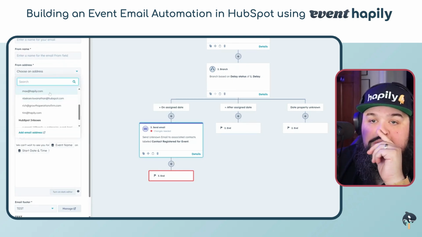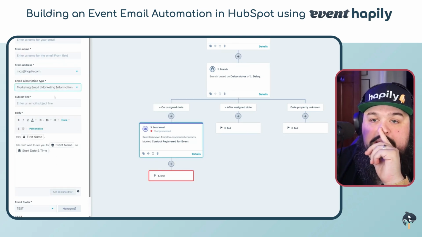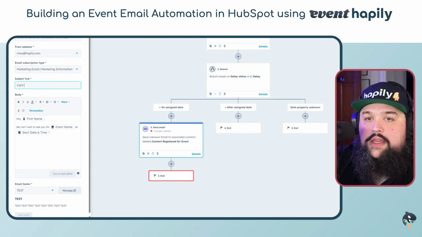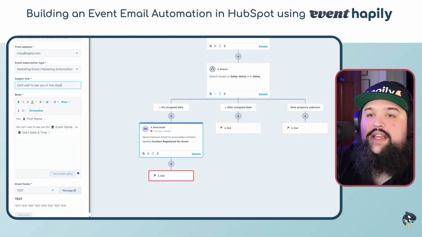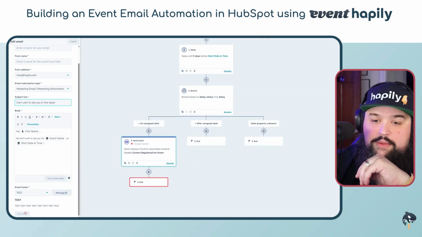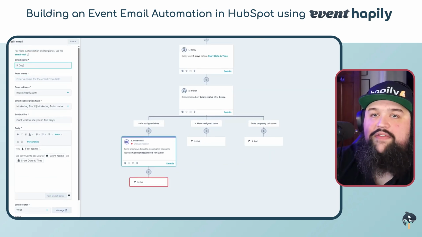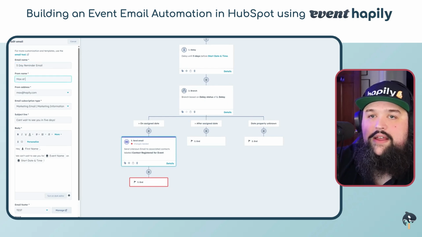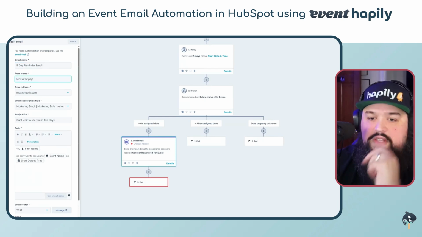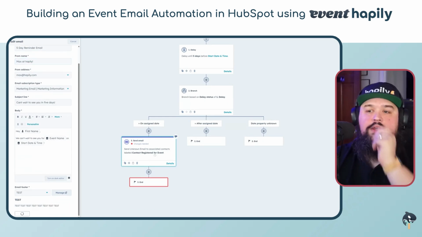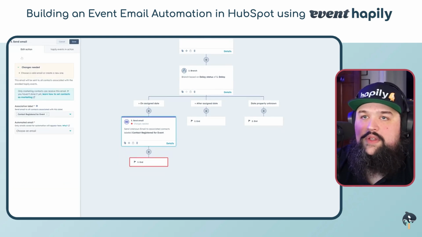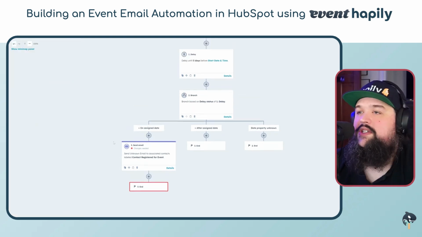So I'll come here, I'll choose who it's coming from. We'll say it's coming from Max, it's a marketing email. Can't wait to see you in 5 days, right? Whatever it may be. And I'm going to save it. What do I need to do? I need to add in, 5-day reminder email from name Max at hapily. All right, cool. Save. Okay. So we've got an email in here. All right. I'm just going to keep using that same one just to give an example.